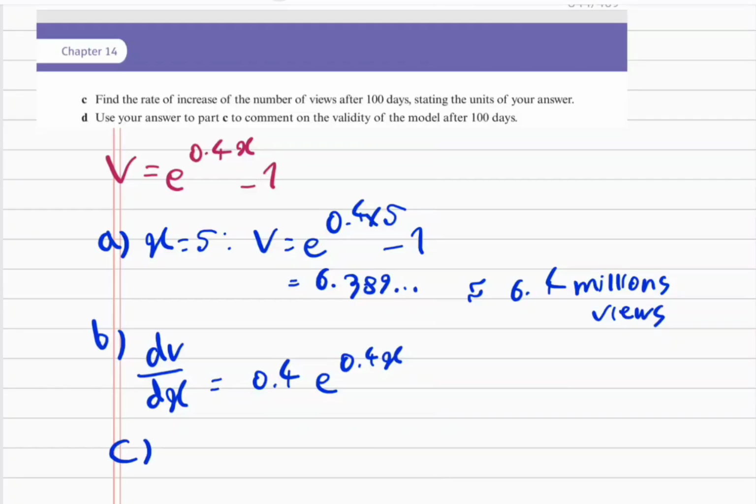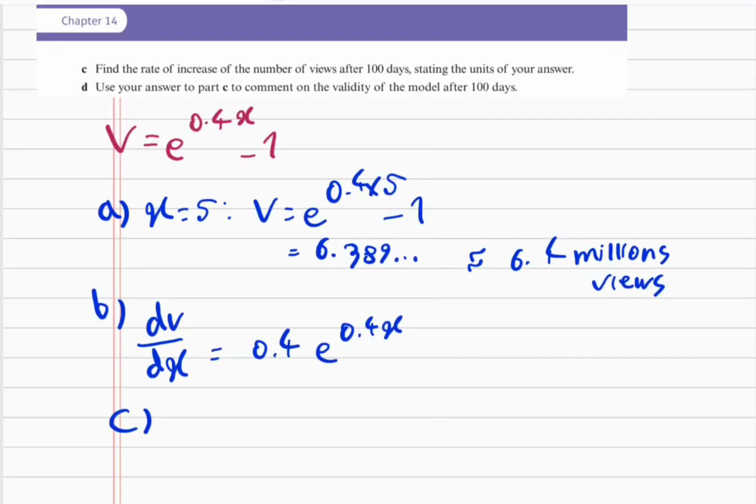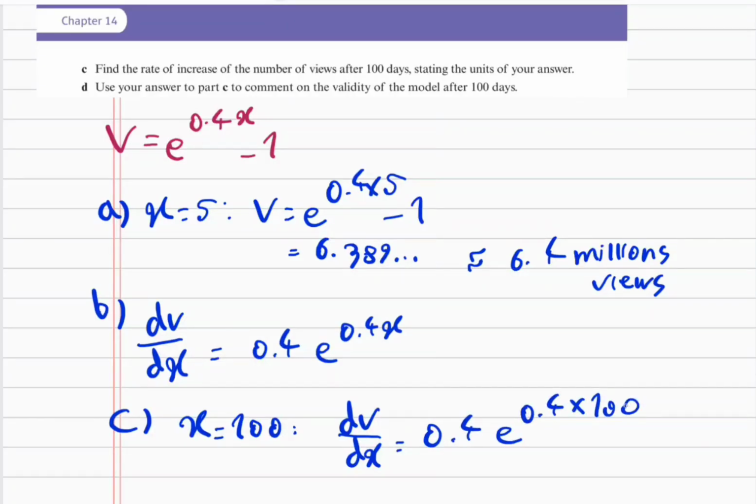In part C, we want to find the rate of increase of the number of views after 100 days. Okay, so basically the equation that tells us the rate of change in this case is just dv by dx, right? We have already derived that. Now in part C, we want to know what's the rate of increase after 100 days. So that means we just need to substitute x is equal to 100 into this derivative, because again this derivative is about the rate of change of views. So we just have 0.4 times e to the power of 0.4 times 100.